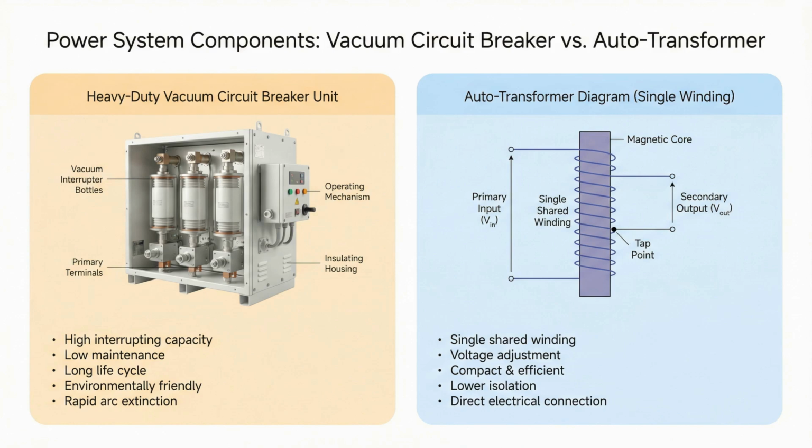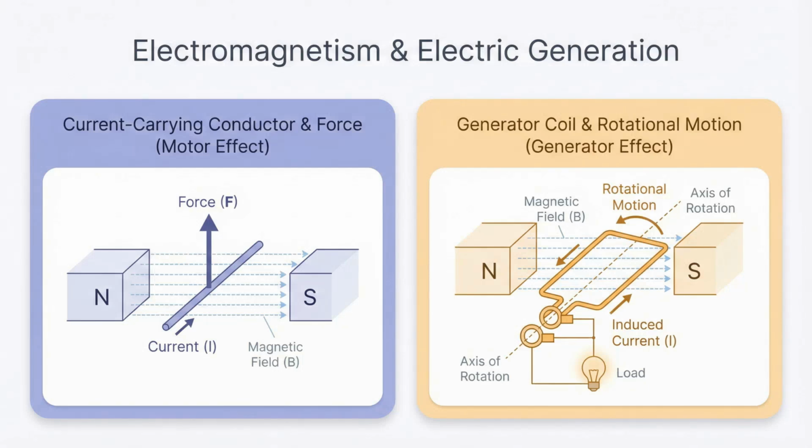Let us look at electromagnetic principles. A DC motor operates because a current-carrying conductor in a magnetic field experiences a physical force. Conversely, in a generator, reversing the motion of the conductor will reverse the direction of the induced current.